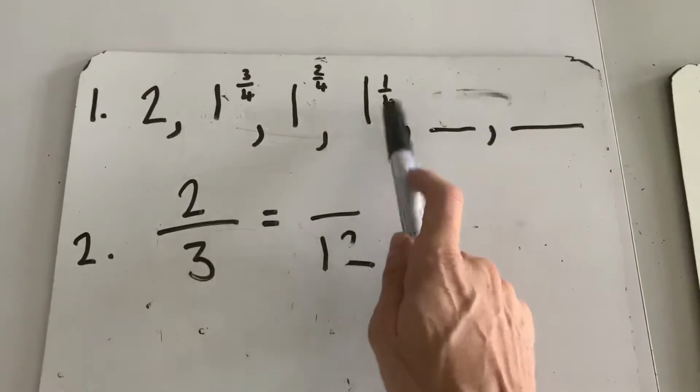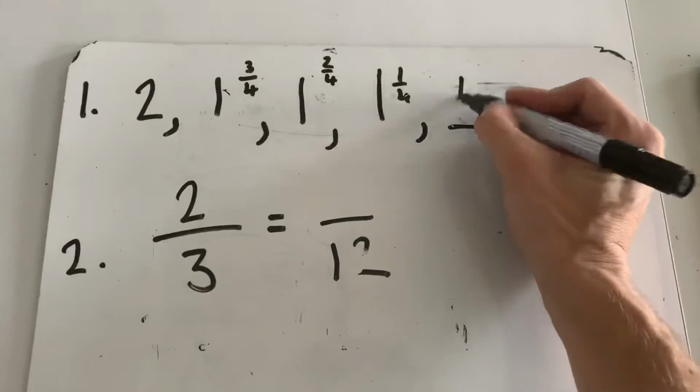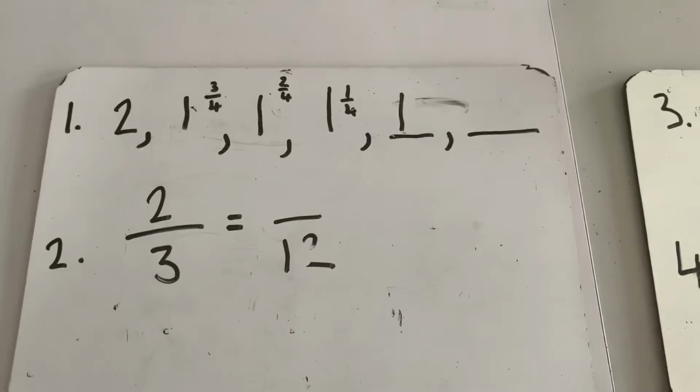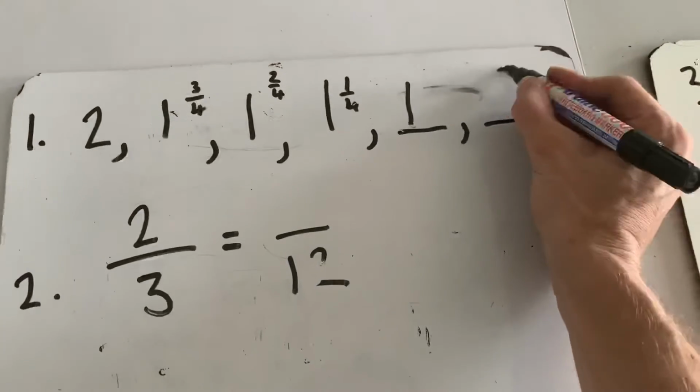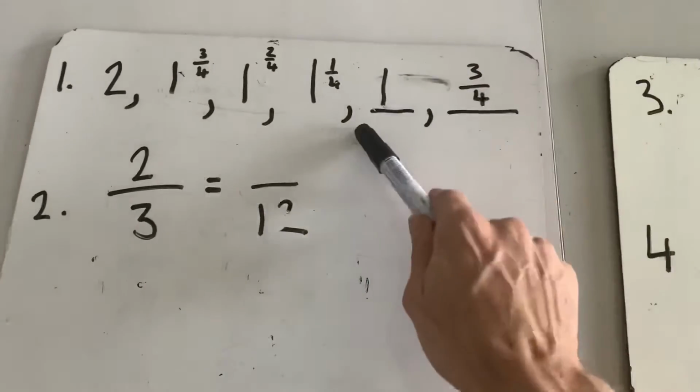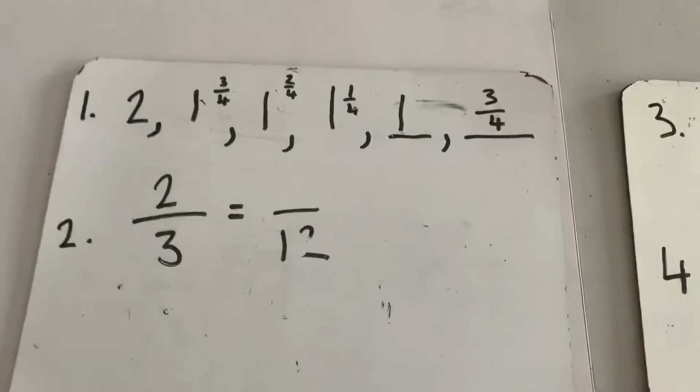So if I take away 1/4 from here, the next number is going to be 1. Now, if I take a quarter away from 1, I'm going to be left with 3/4. Because 4/4 is the same thing as 1, so take away 1/4, I'm left with 3/4.